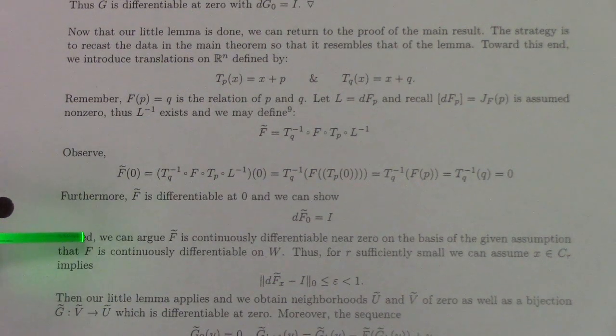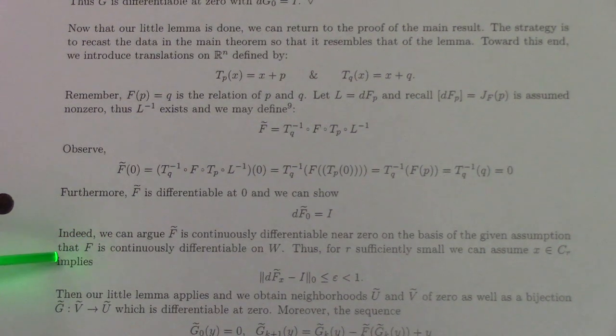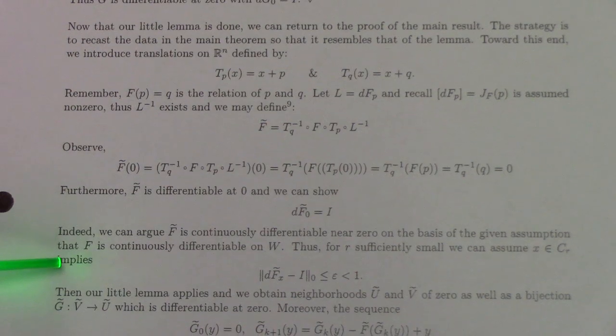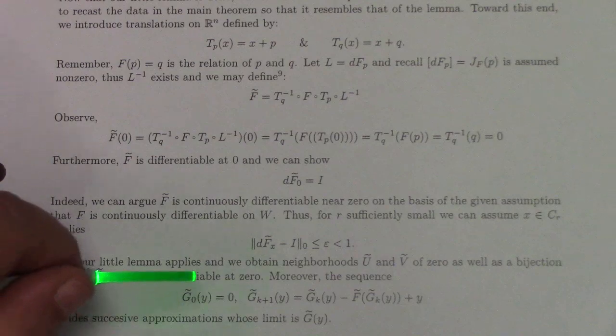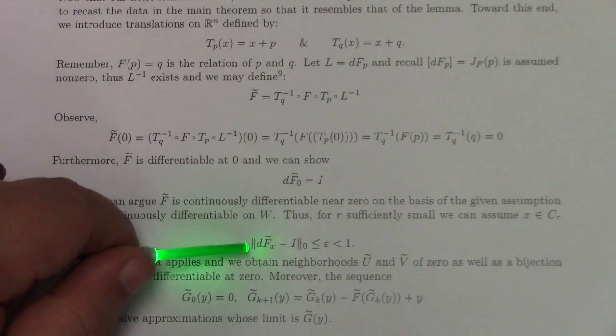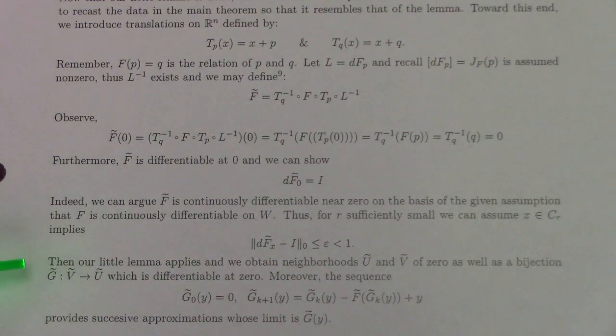So then, indeed, we can argue that F tilde is continuously differentiable near 0, on the basis of the given assumptions. And so for r sufficiently small, we can make the norm of the differential of F tilde at x minus identity less than or equal to epsilon, which means our little lemma applies.